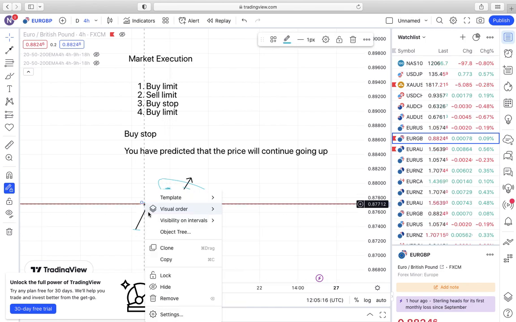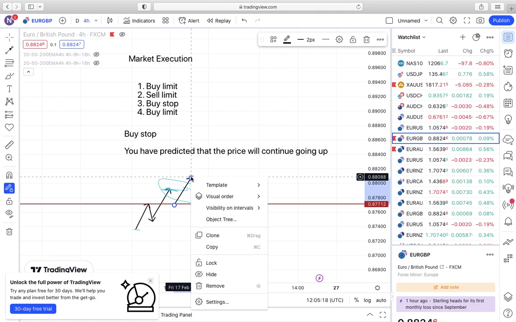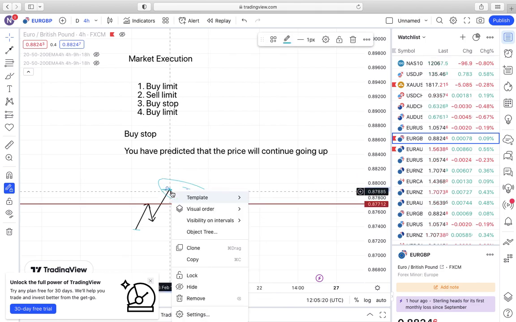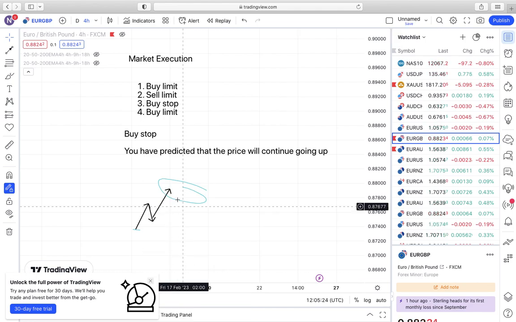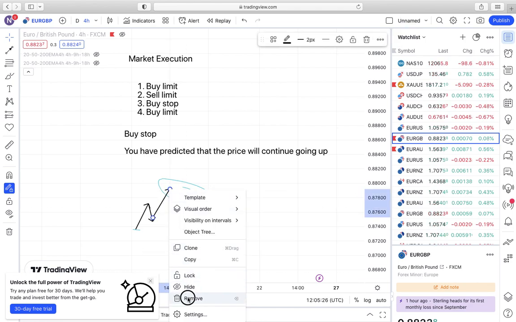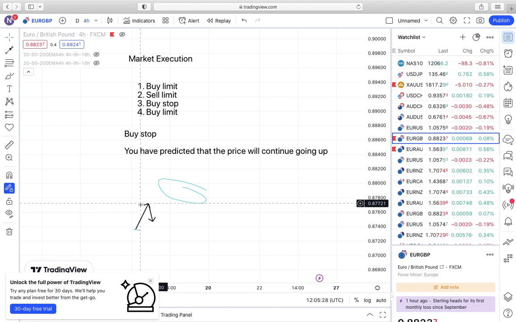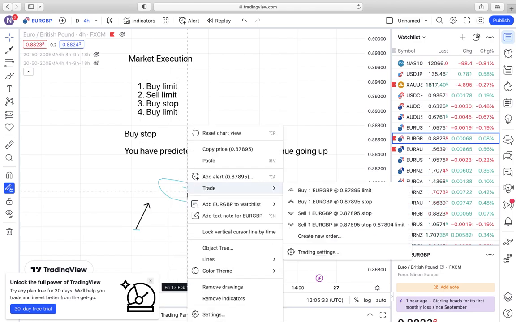Now we are going to talk about a buy limit. A buy limit is exactly the opposite of a buy stop. Buy limit and buy stop are opposites.